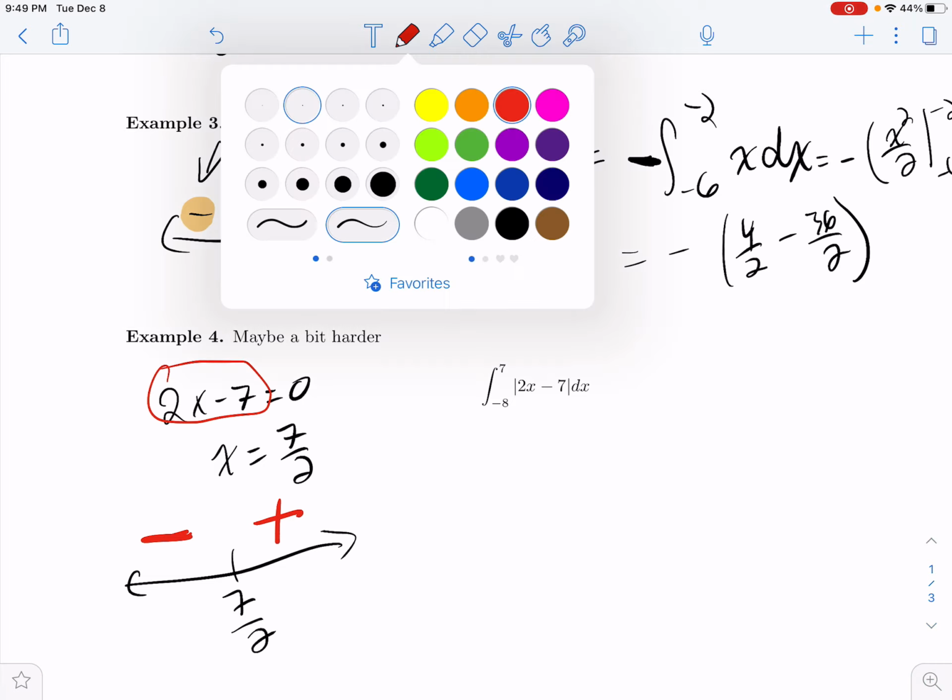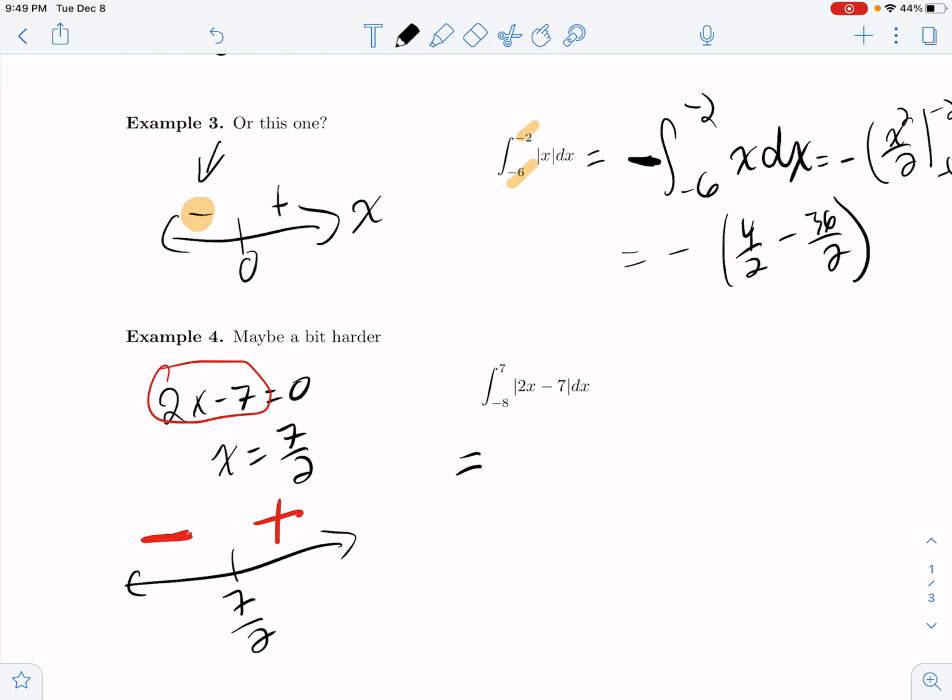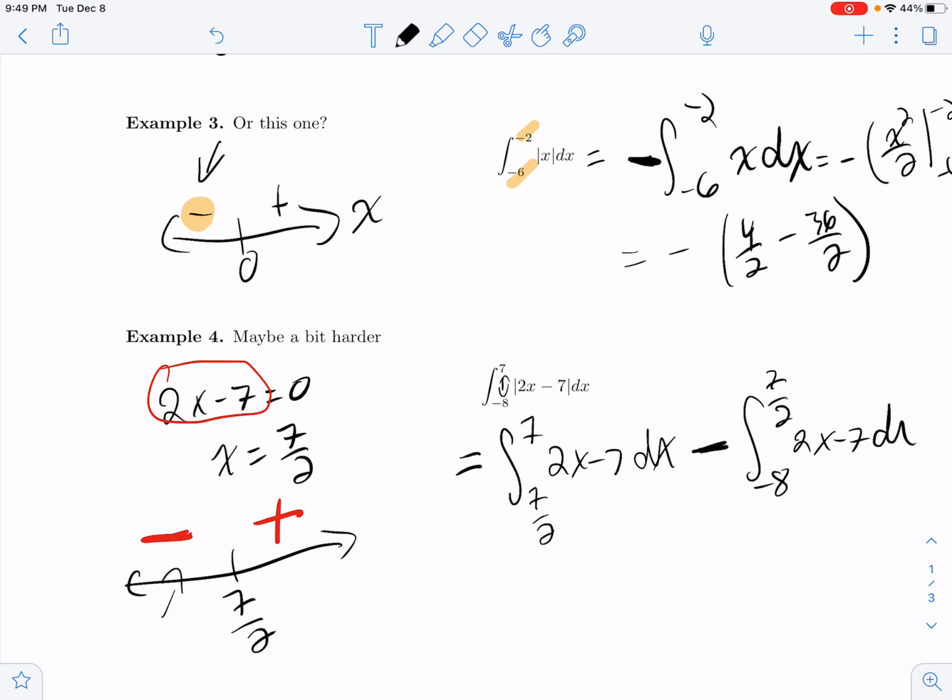So we use the same trick we used in the first problem. 7 over 2 does live in between these two numbers, right? Excuse me, it's 3.5. It's between those two numbers. So I'm going to integrate from 7 over 2 up to 7, 2x minus 7 dx. And then I'm going to subtract the negative part, the integral from -8 to 7 over 2, 2x minus 7 dx.